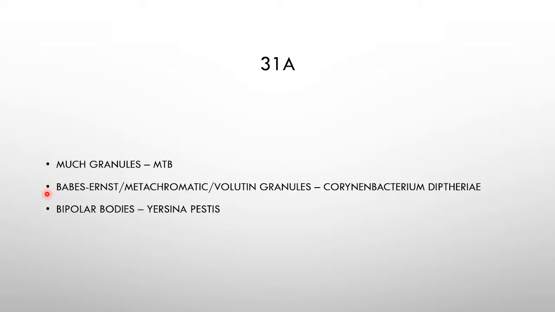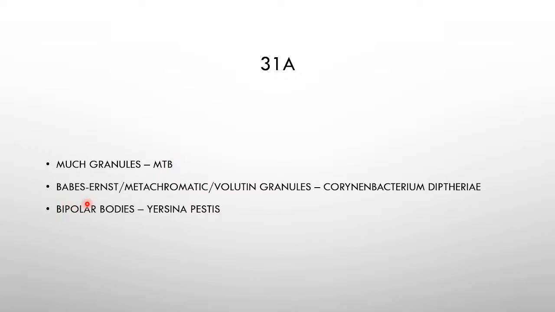Okay, now let's talk about inclusion bodies. So medically important inclusion bodies for medically important bacteria are as follows: Much granules, Babes Ernst granules, and bipolar bodies. So where are they found usually? Much granules, you already heard it before. Probably you might be familiar that it's found in Mycobacterium tuberculosis.